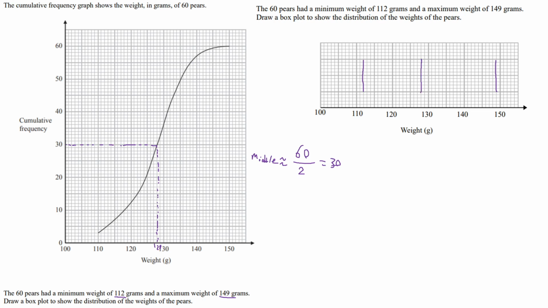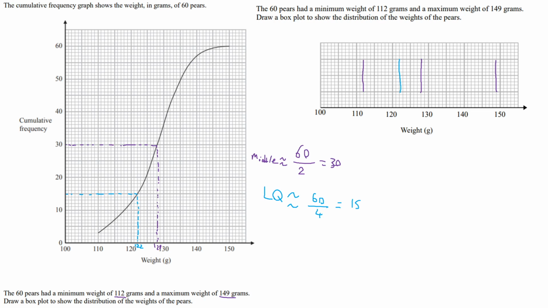Now let's look at the lower quartile and the upper quartile. The lower quartile will be roughly correlated to the 60th number divided by 4, which is the 15th. And that corresponds to a mass of 122. So let's put that on our box plot.